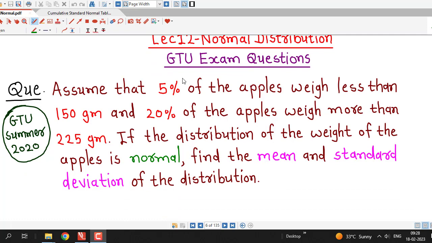In this lecture, we will discuss this question on normal distribution which was asked in GTU Summer 2020 exam. First, we understand what is given in this question and what we have to find.